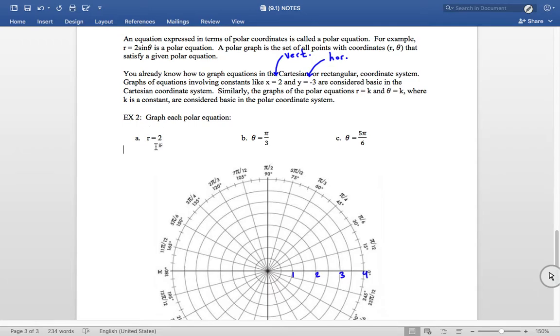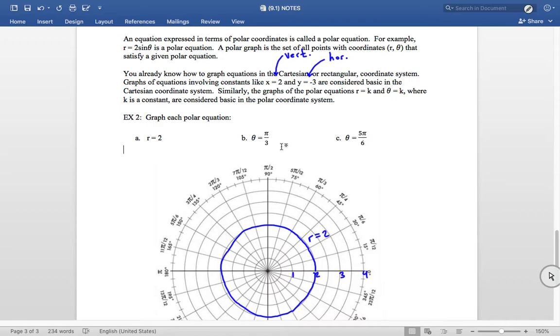All r equals 2 means is you're just highlighting the whole circle. That's your graph. R equals 2 is circle 2. Boom, there's the graph of r equals 2, if you want to label it there just for reference.